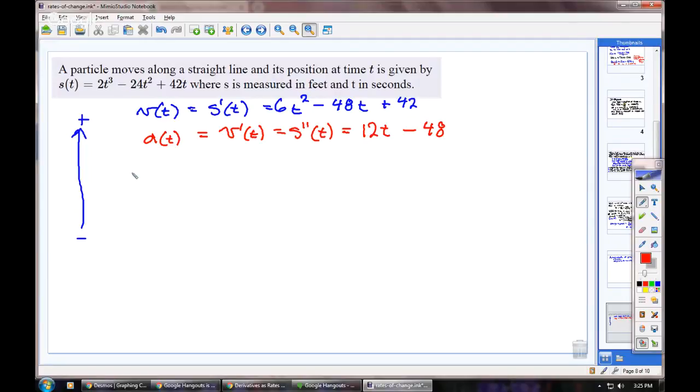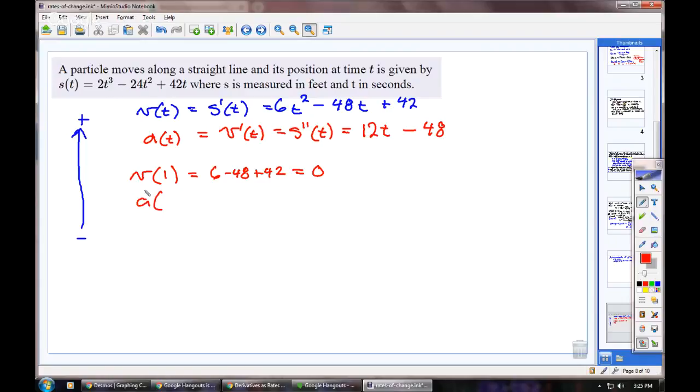So for example, I could find the velocity at time 1 second. So that would be 6 minus 48 plus 42. So let's see, negative 48 plus 6 is negative 42, plus 42 is 0. It comes to a standstill at t equals 1. What was happening before that? What's happening after that?